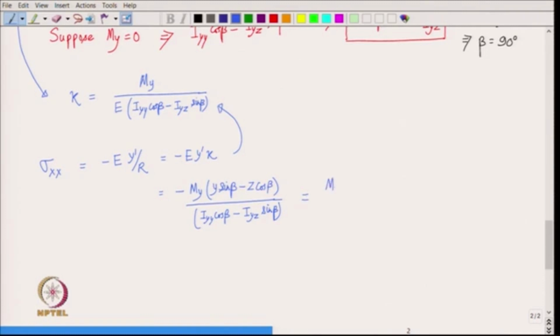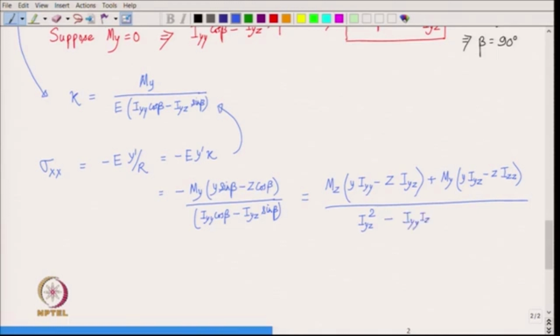So, that is m z into y times I y y minus z times I y z plus m y into y times I y z minus z times I z z divided by I y z whole square minus I y y into I z z.